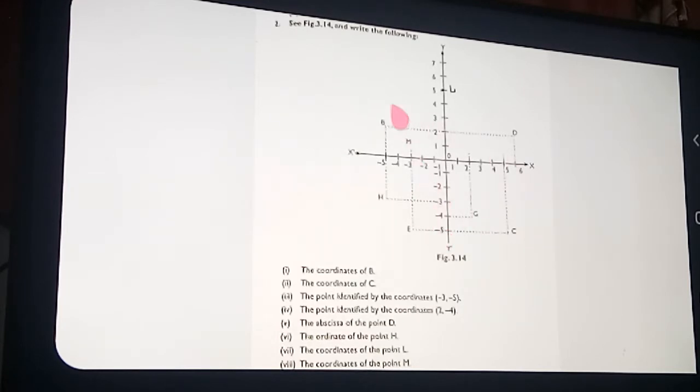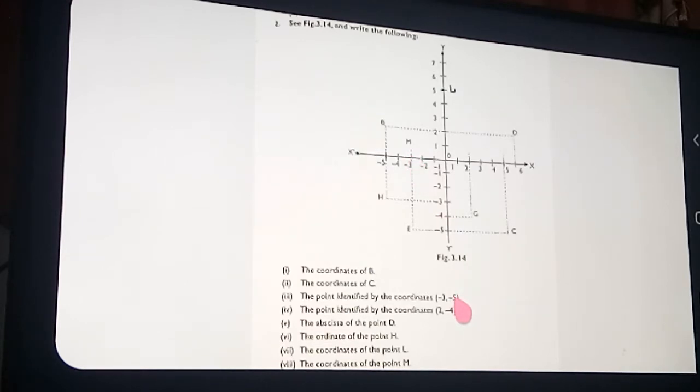Now what is your question? The point identified by the coordinates -3, -5 is dash. So, minus 3. You see where -3 is written on the x-axis. See, the first coordinate is -3. Where does the first coordinate come? X-axis. So on the x-axis, -3. See here, this is -3.